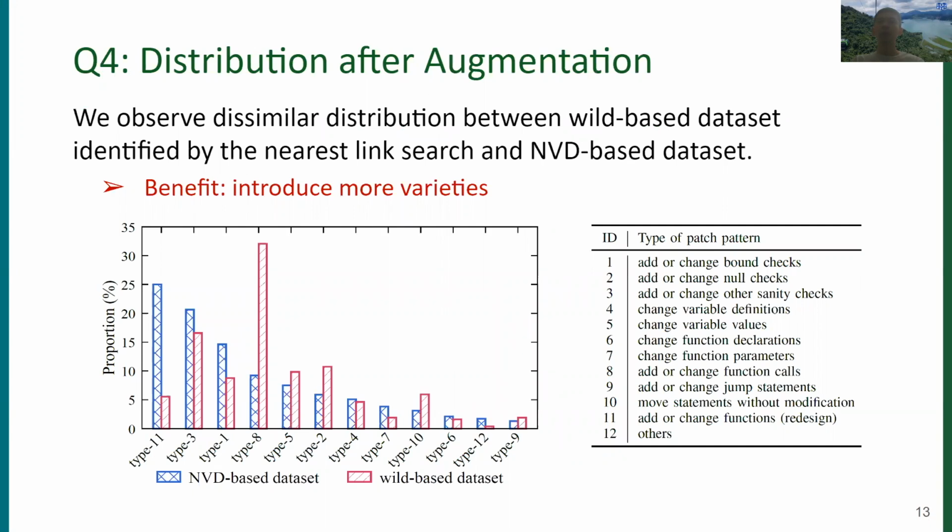After the data augmentation, we find the distribution of the wild-based dataset is different from that of the NVD-based dataset. So in PatchDB, we will have more patch variants to extend our application.